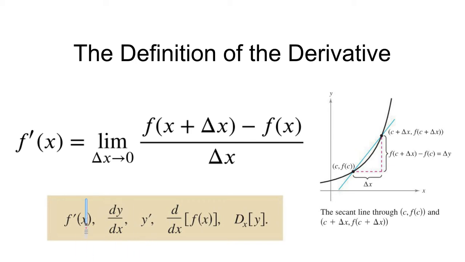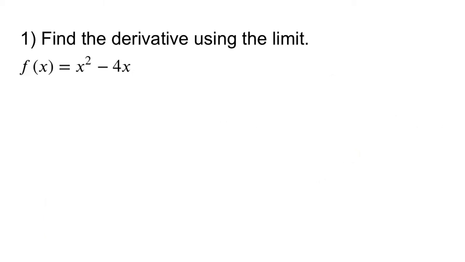We'll talk more about those throughout the year. So how does the definition of the derivative work? I'm going to show you now with this example problem. We're going to use the definition of the derivative to find the derivative of f of x equals x squared minus 4x.